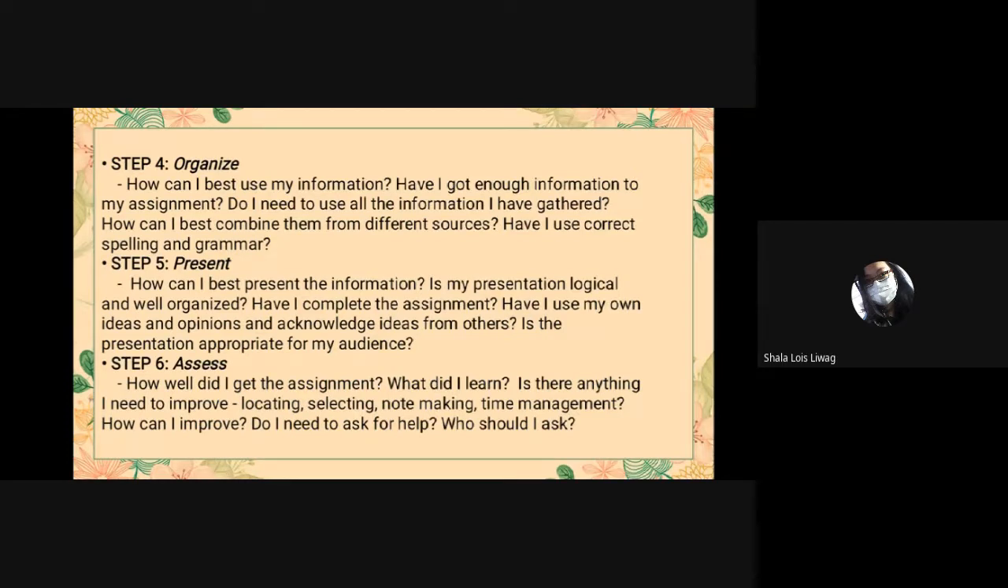And step 5, present. Then you're going to finalize how you're going to present it so it is more understandable. And for step 6, now that you're done, you can evaluate yourself. If you have anything to improve, it could be better to ask for help from a person who is more knowledgeable in getting information. So, any questions, class?